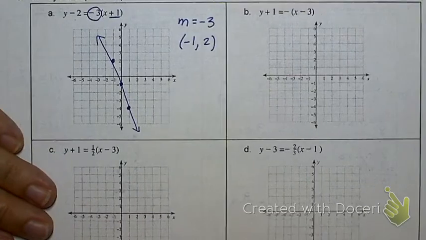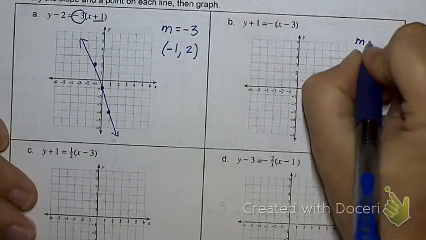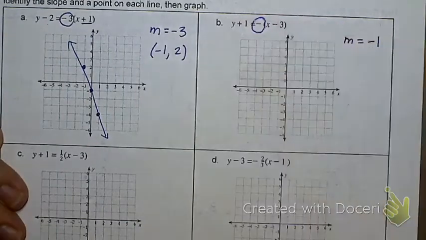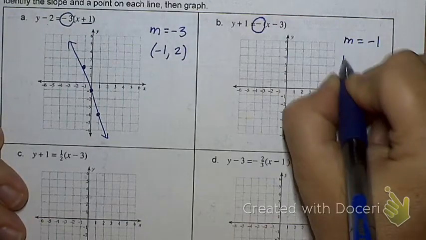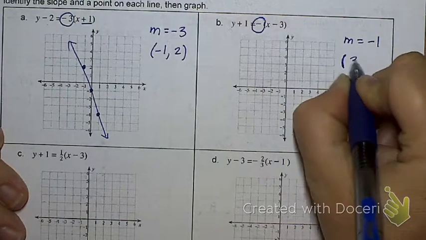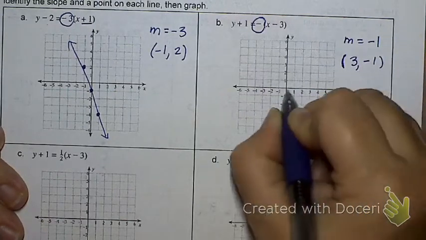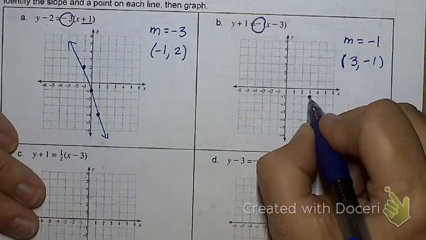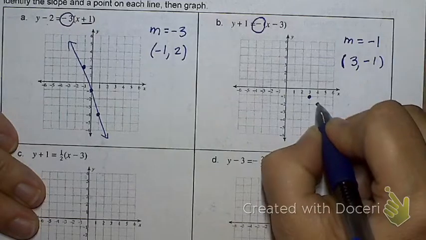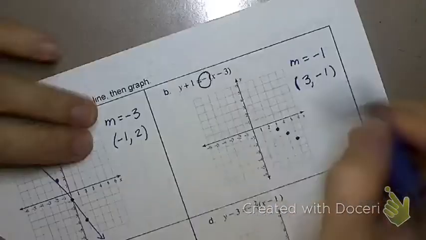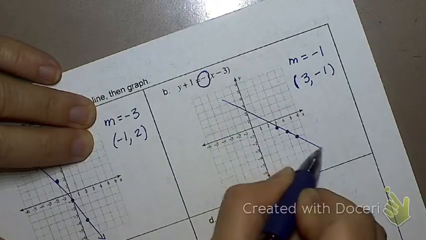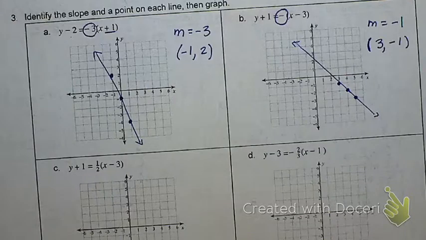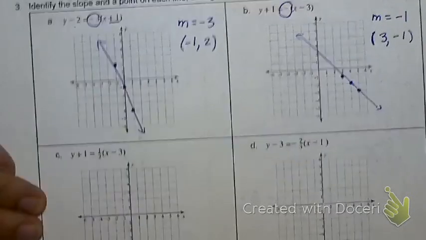All right, what's my slope over here? -1. What is my point that they give me? 3, -1. And a slope of -1 tells me to do what? Just keep going down 1, to the right 1. Down 1, right 1. And so my line is going to look something like that. That's a pretty straight line for being free-handed, isn't it? I'm kind of proud of that one.